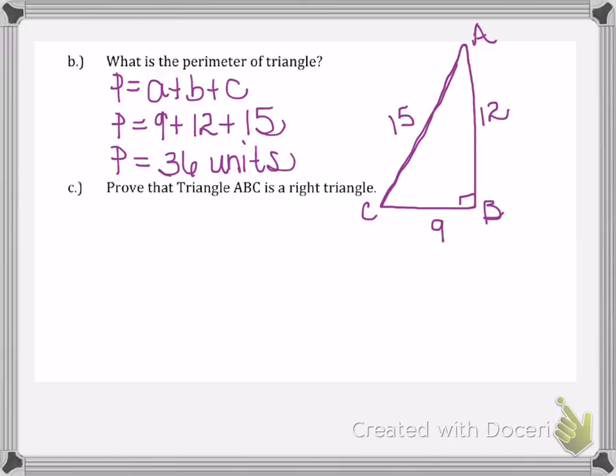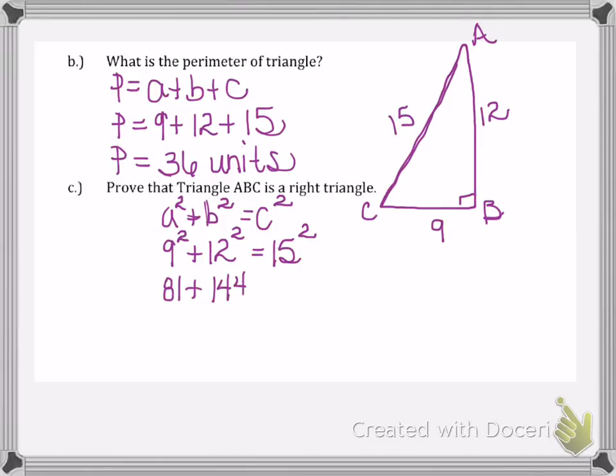For part C, you're just going to use the Pythagorean theorem, plug in what you know, and just like a check, we're looking for both sides of the equal sign to equal each other. 9 squared plus 12 squared should equal 15 squared if this is truly a right triangle. That gives me 81 plus 144 equals 225, and 225 equals 225, which checks out.